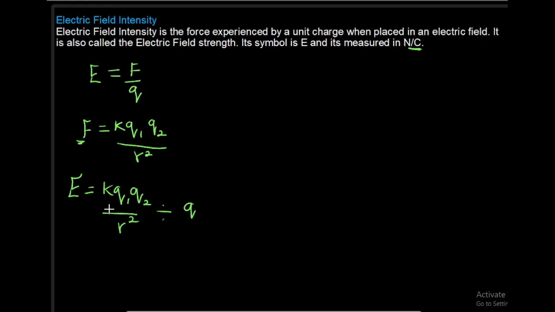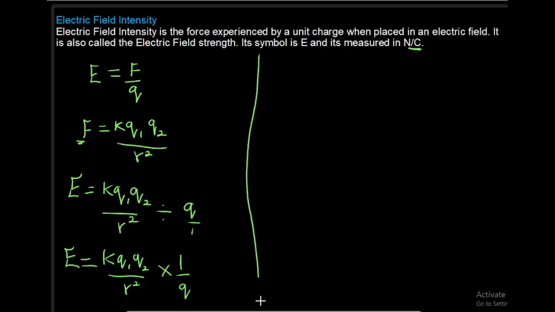Now this can further be simplified, and then we are going to have E equals KQ1Q2 all over R squared. We'll change division to multiplication, and then take the inverse of this Q over 1, and it becomes times 1 over Q. If we simplify further, this Q cancels out one of these, so we'll be left with just one Q. So our equation for electric field strength or electric field intensity will be E equals KQ all over R squared.